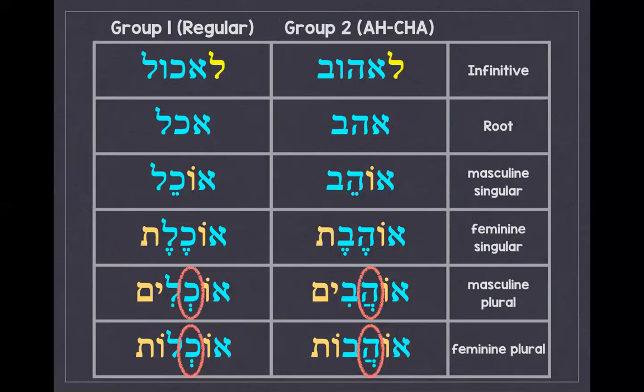Where it changes is with the plural. Masculine plural for group 1 is ochlim, 2 syllables. For group 2, it's ohavim, 3 syllables. We have an additional a sound. So ochlim versus ohavim. And our feminine plural is ochlot for group 1 versus ohavot for group 2. So we have an additional a vowel. So you see in group 1, underneath the middle letter of the shoresh is a shwa, those 2 dots on top of each other. And in group 2, underneath the middle letter, we have a chataf patach, so the a vowel.